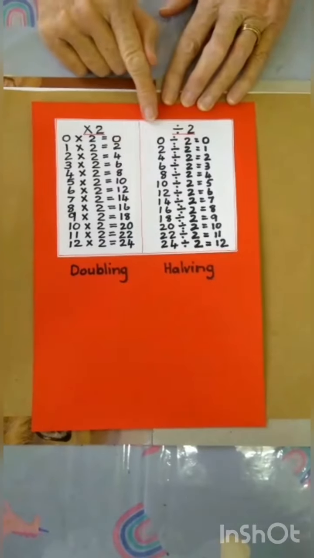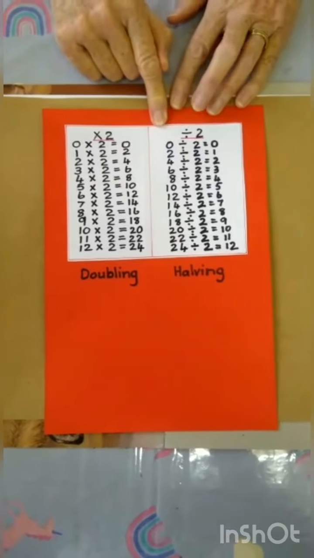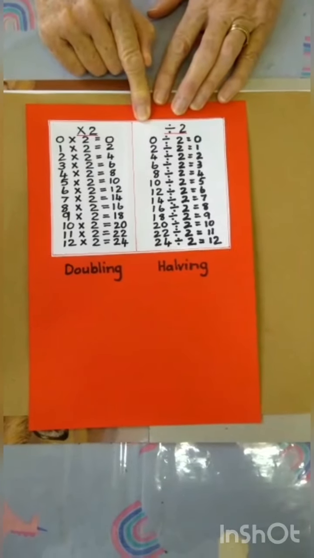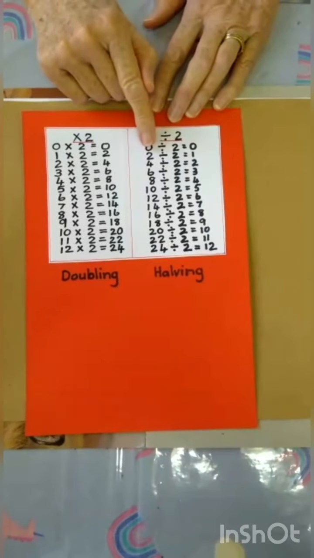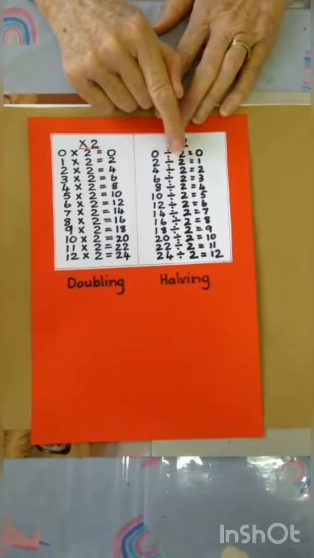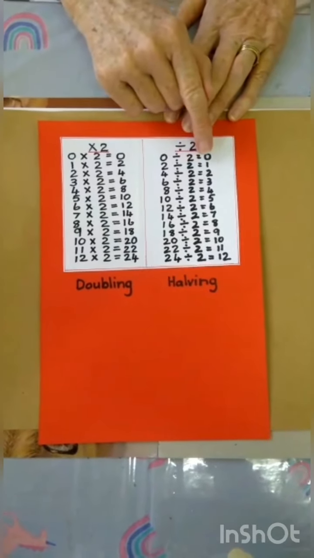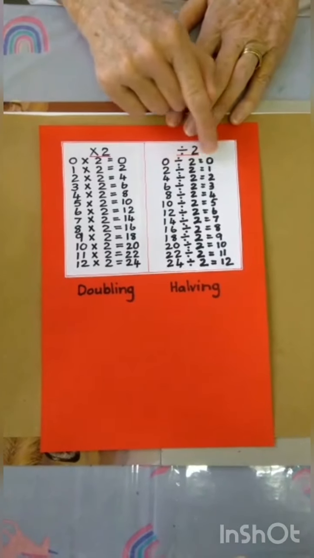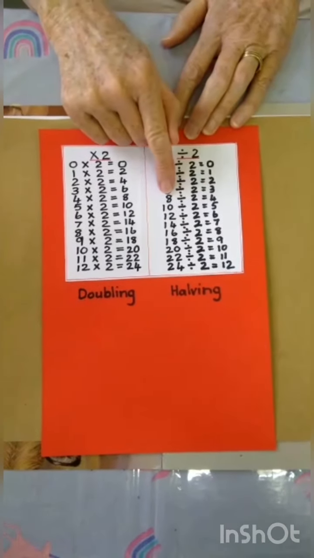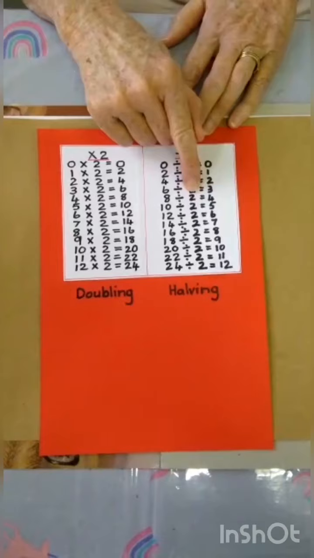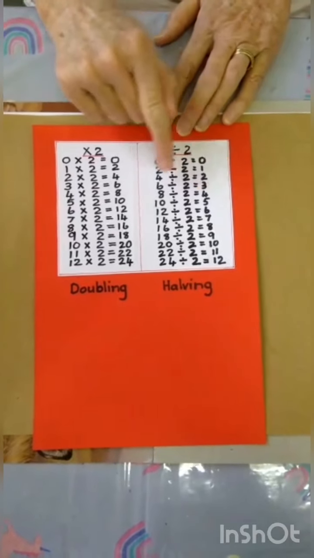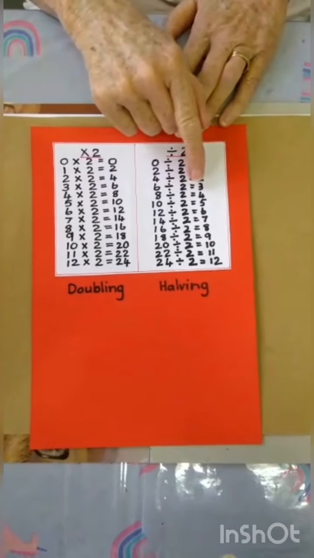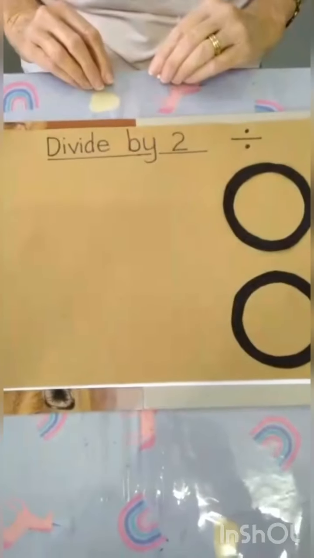And the divide by 2 is exactly the opposite. The opposite of doubling is halving. So we have here 2 divided by 2 is 1. It's the same as half of 2 is 1. If we have 8 divided by 2 is 4, it's the same as 8 halved is 4.